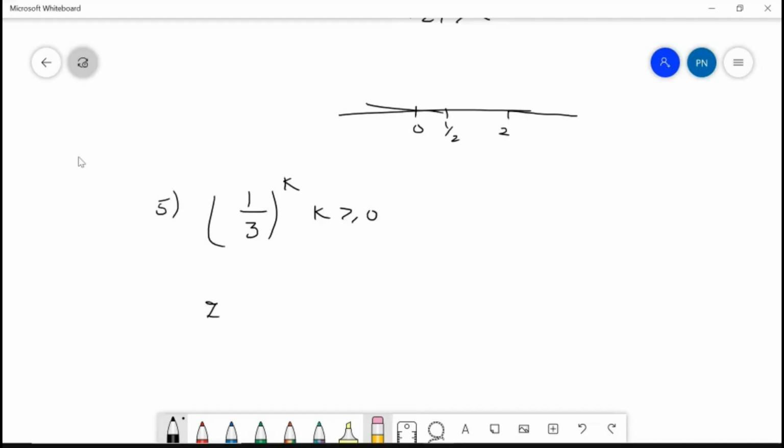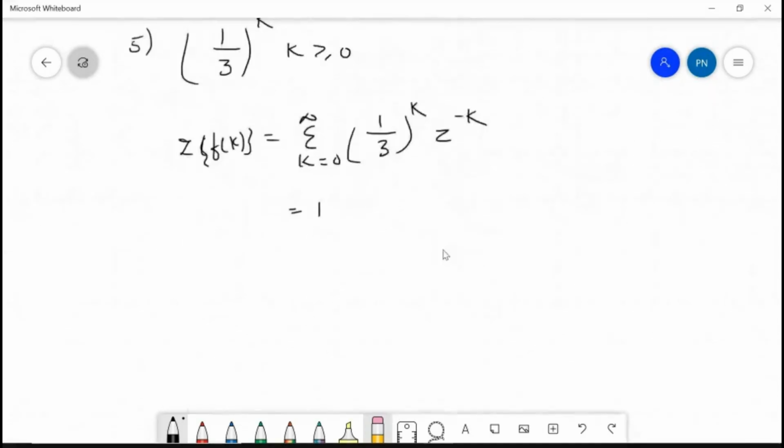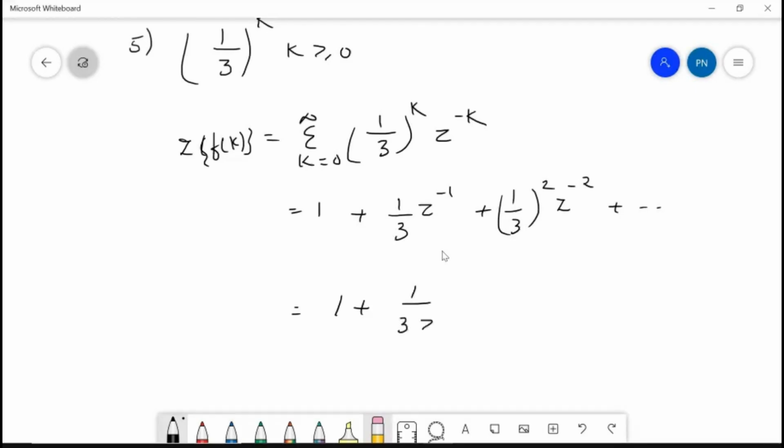So directly I can write, I think z of f of k will be summation k varying from 0 to infinity 1/3 whole raised to k z raised to minus k. So when k takes the value 0, we'll get 1 plus, when k takes the value 1, it will be 1 by 3 z raised to minus 1. It is 1 by 3 the whole square z raised to minus 2 plus etc. So we can write this as 1 upon 1 plus 1 upon 3z, 1 upon 3z the whole square plus etc.